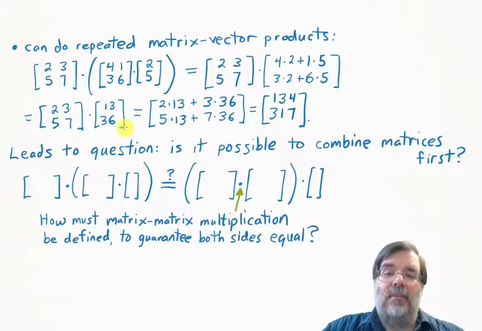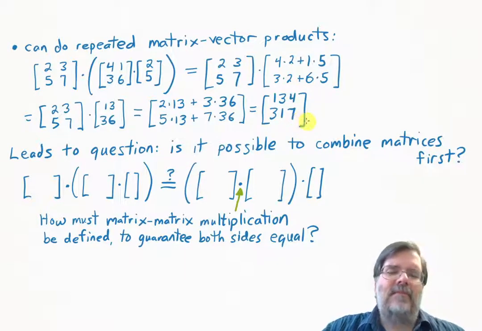So once again, to multiply this, think about dot products. 2 times 13 plus 3 times 36. That equals 134. For the bottom entry, 5 times 13 plus 7 times 36. Calculate that out, you'll get 317. It's a pretty big vector.